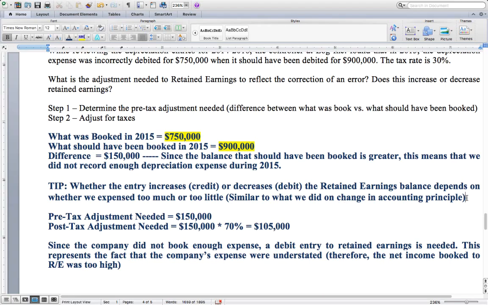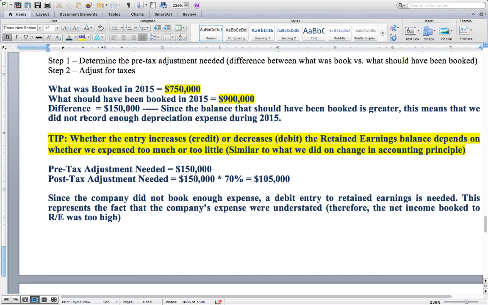This is exactly similar to what we talked about in change for accounting principle. The difference in the change in retained earnings, whether it increases or decreases, depends on if the expense was too much or too little. So in this example, we did not record enough expense. Therefore, our retained earnings is too high because our net income was too high when we pulled it into retained earnings. So now then you determine the post-tax adjustment number.